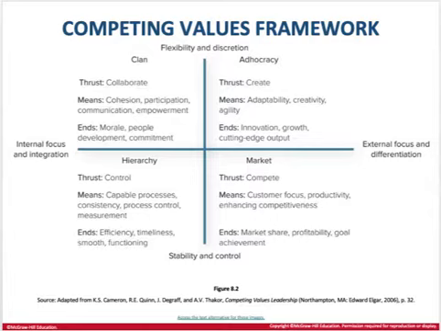The vertical dimension, flexibility or stability, expresses the extent to which an organization prefers flexibility and discretion versus stability and control. Combining these two dimensions creates four types of organizational culture based on different core values that we already identified: clan, adhocracy, market, and hierarchy. Our first type is clan, shown in the upper left quadrant.